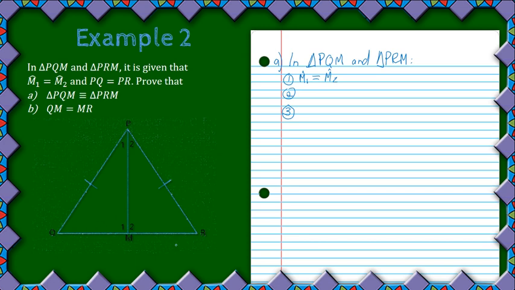Now notice that QR is a straight line. So if they are equal, it would make both of them 90 degrees, because that would be 180 degrees divided by 2. So this is equal to 90 degrees, each of them. And we can say that that's given. Then for number 2, we're given that PQ is equal to PR, and that's also given. And then we know that PM is a common side. So we can state that PM is equal to PM and that it is common.